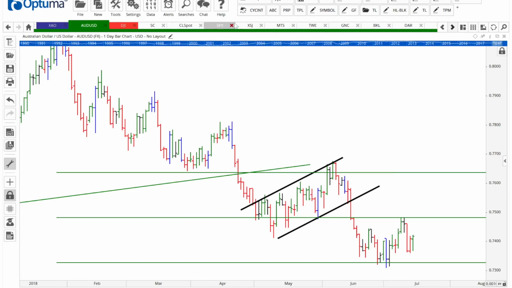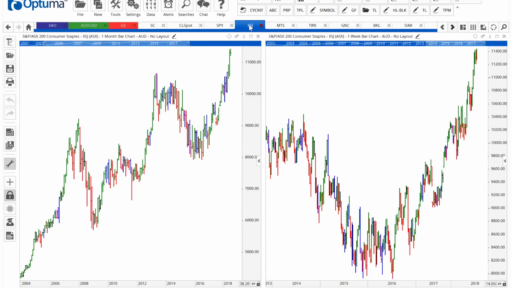Now, I want to go into the consumer staples and have a look at a couple of stocks. You can see here it's been a really bullish index right back through to 2016. That's a weekly chart on the right hand side. It's moved up very nicely from that low of 7923 to be up over 11,000 points now, currently closing at 11,312 points. I think it's still sustainable, and I think we can still keep moving up.